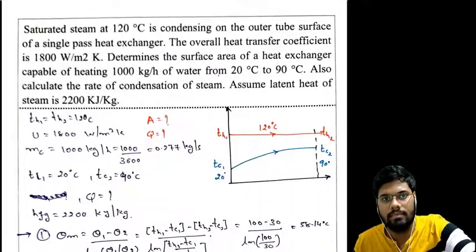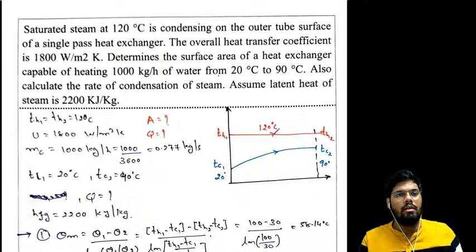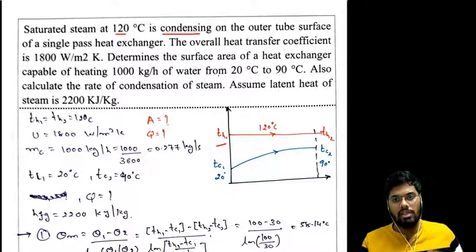Let's take the next problem: saturated steam at 120 degrees Celsius is condensing on the outer tube surface of a single pass heat exchanger. So here the word is condensing, so this is based on the condenser method. Here the temperature of steam, which is our hot fluid, is 120 degrees Celsius. So this is our Th1 as well as Th2.